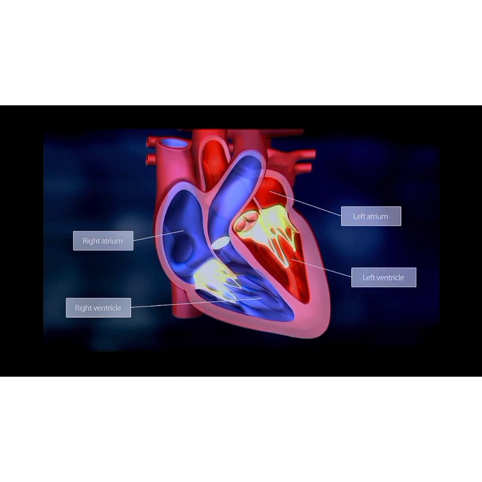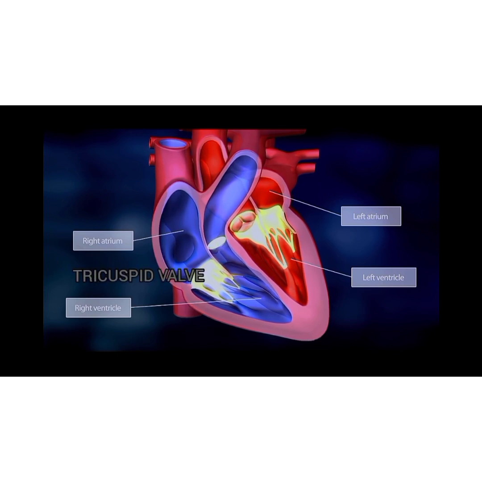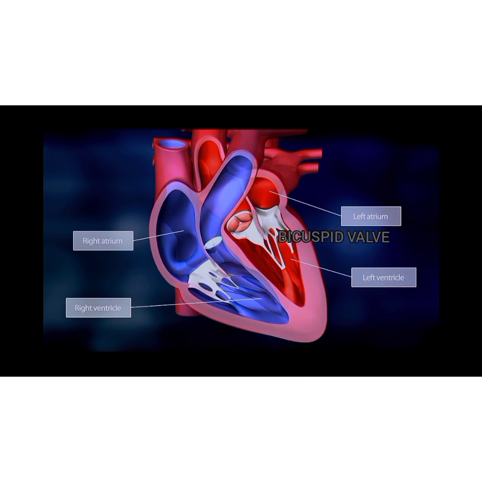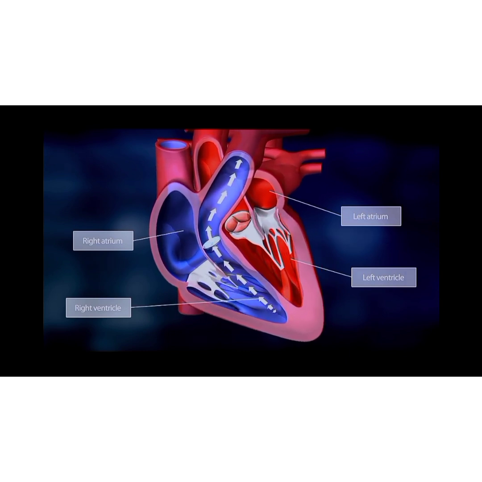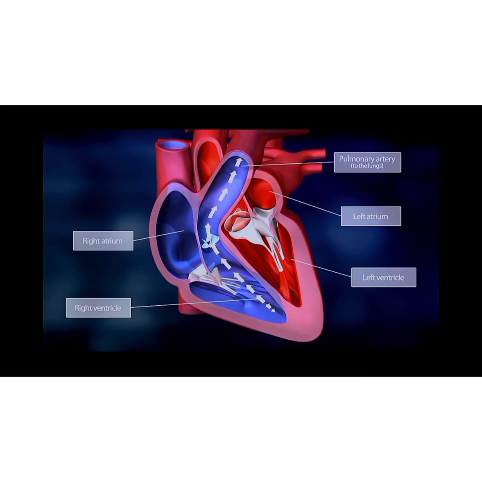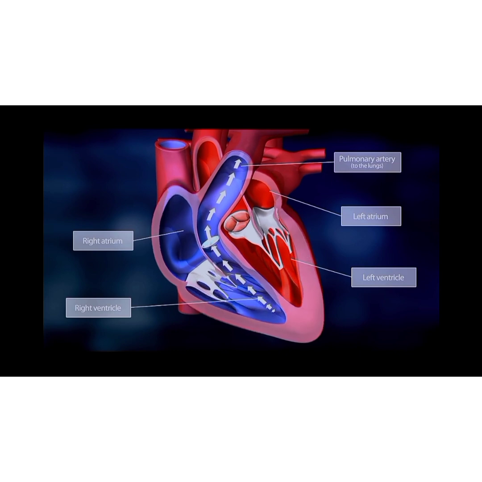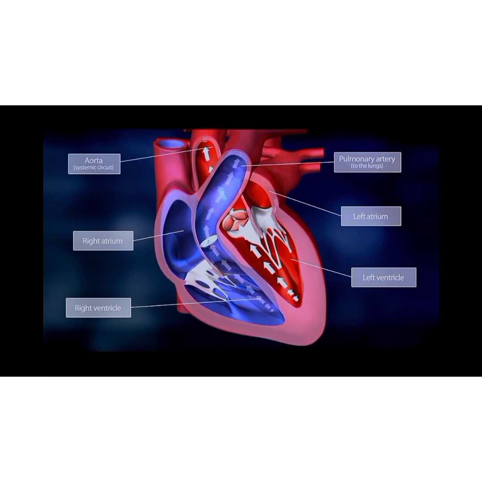There are two valves in the heart. They are the tricuspid valve and the bicuspid valve. The right side of the heart pumps blood through the pulmonary artery into the lungs. The left side pumps blood to all other parts of the body through the aorta and the systemic circuit.